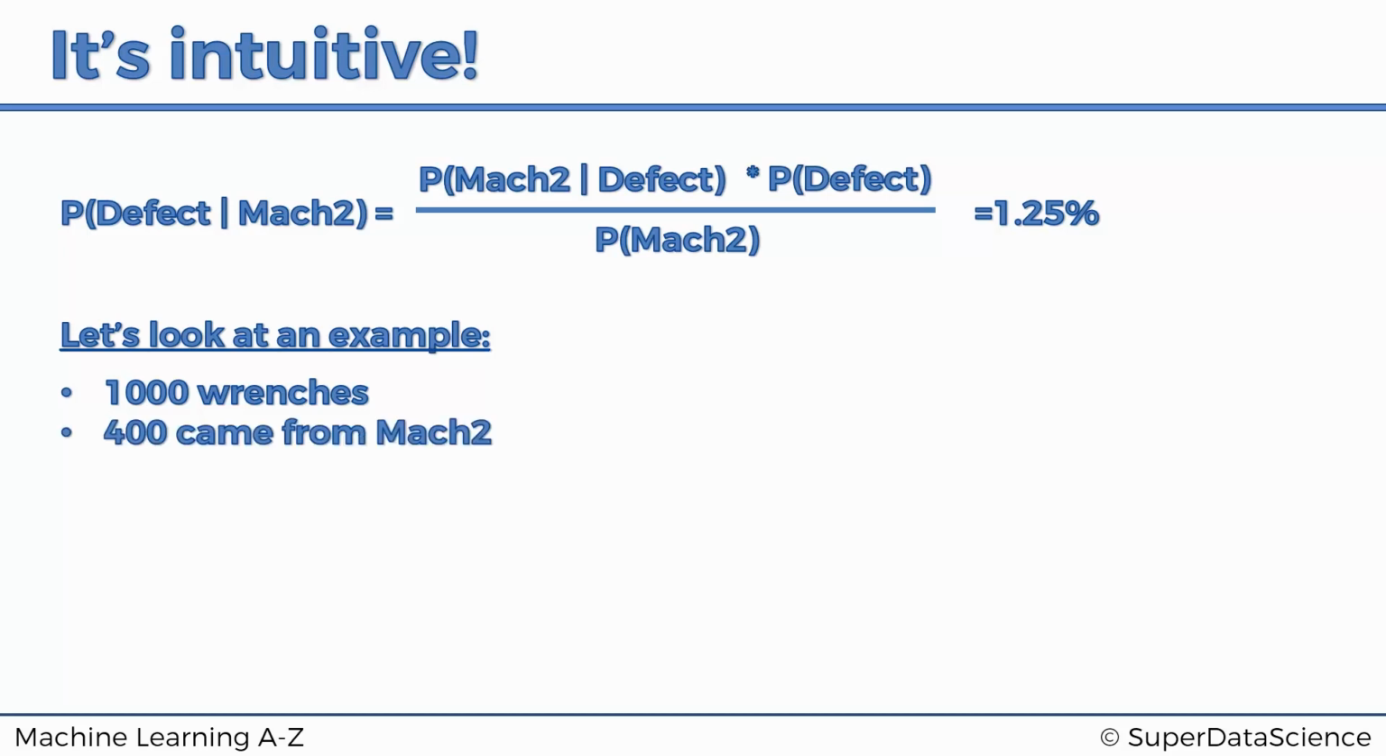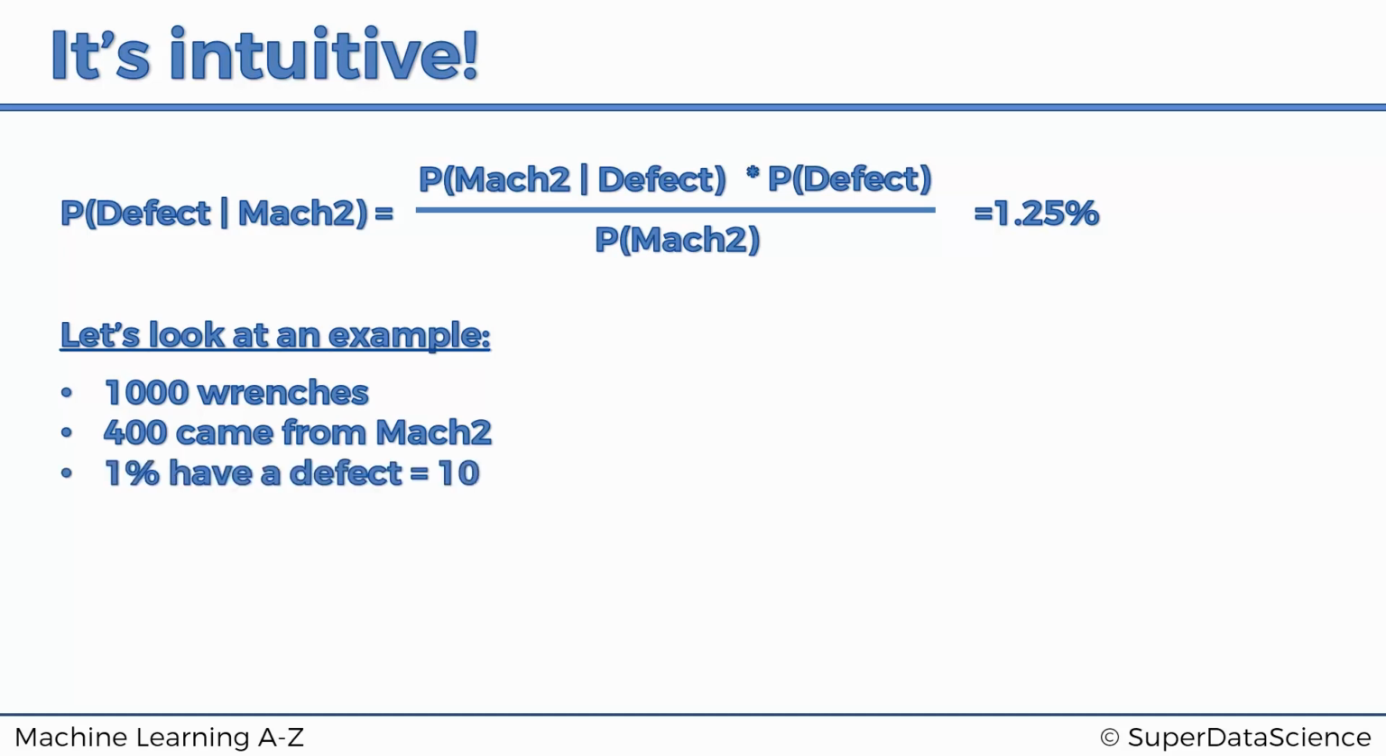So we know that 400 of them came from machine 2, right? Machine 2 produces 20 wrenches per hour, and machine 1 produces 30 wrenches per hour, as per our information from the very start. And that means that out of the 1,000 wrenches, 40% would have been produced by machine 2. That means 400 came from machine 2. Okay, so that makes total sense.